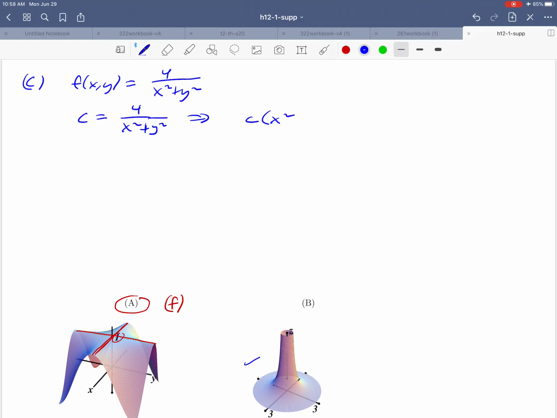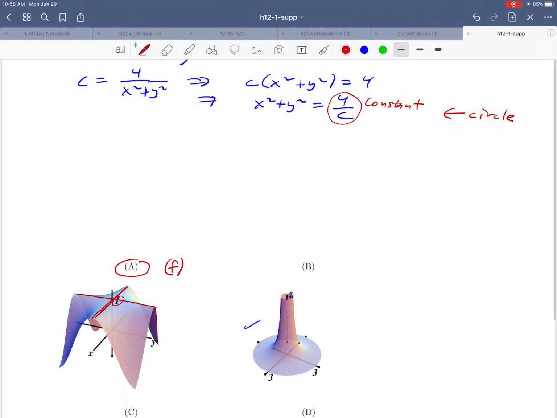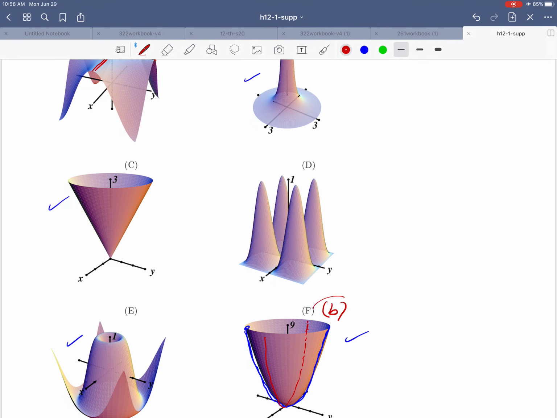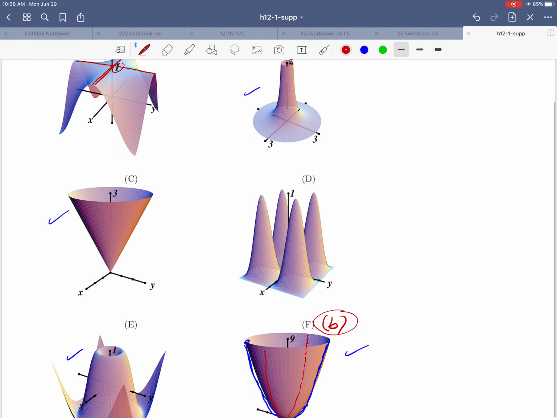We could multiply both sides by x squared plus y squared. And then I'm going to get the x squared plus y squared by itself. So x squared plus y squared is 4 over c, and notice that 4 over c is just a constant. If you think of it all together, this is really the equation of a circle. So this is going to be one of those 4 graphs that we checked below that have circular cross sections. And we kind of have already found a match for this one, so that means it has to come down to one of these 3 that we're looking at here.